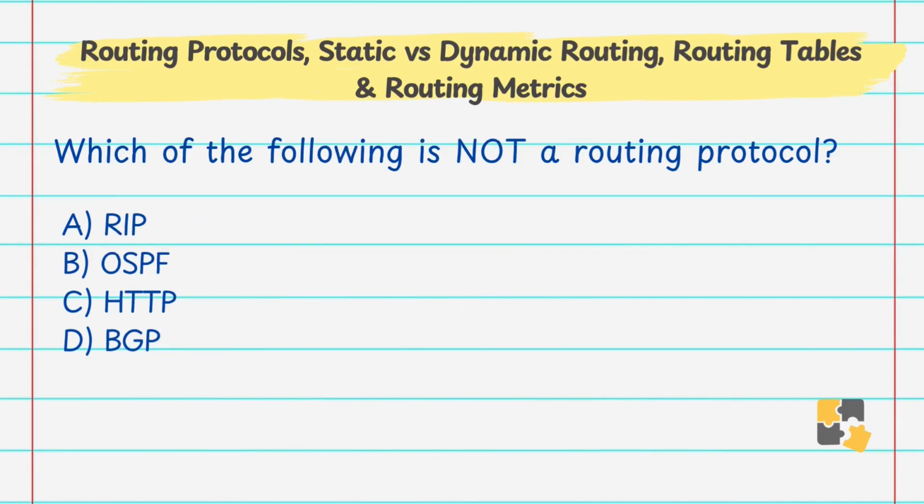Which of the following is not a routing protocol? A. RIP, B. OSPF, C. HTTP, D. BGP. Answer is C. HTTP. HTTP is an application layer protocol used for web communication, not routing.